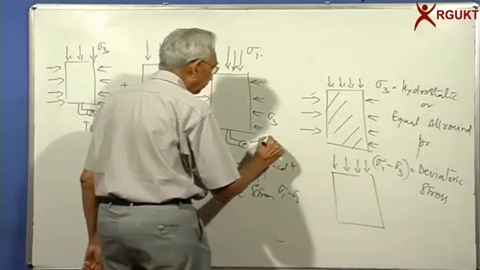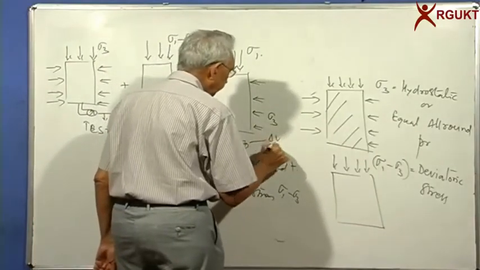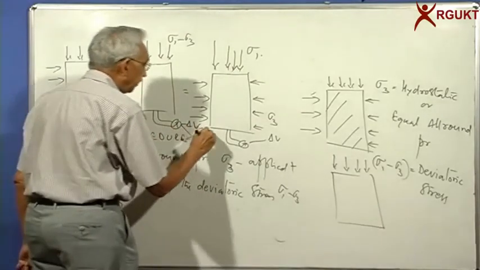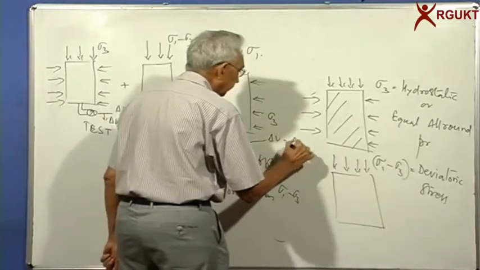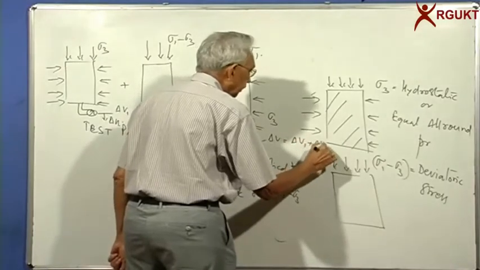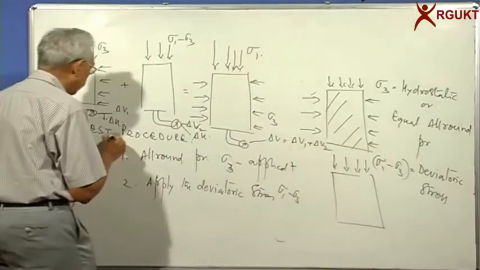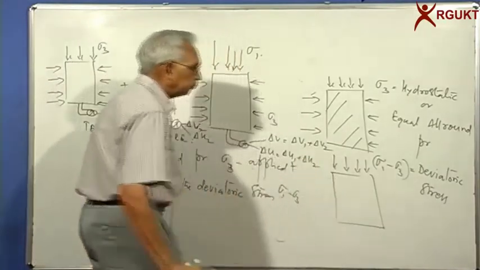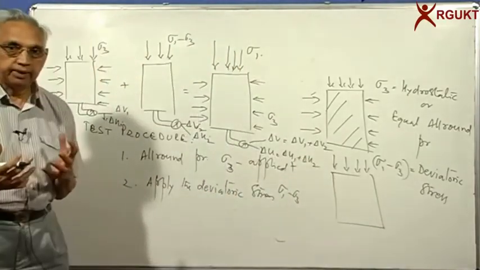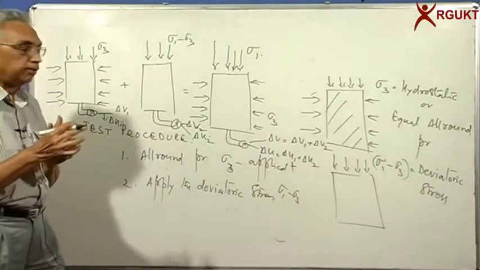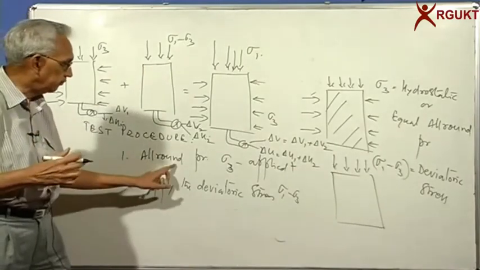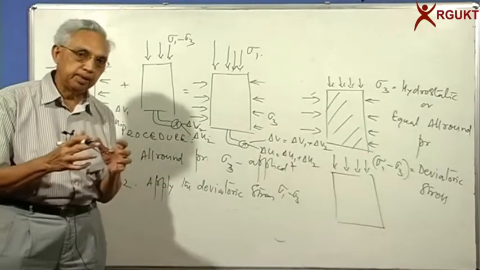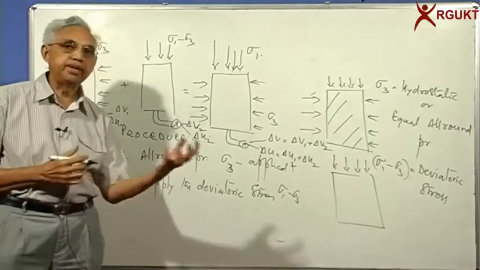So the combined effect will be delta V, say delta V1, delta V2, total is equal to delta V1 plus delta V2, or you can have 4 pressures. So basically you have a cylindrical sample which is loaded in 2 steps. First we apply the all-round pressure. After the soil gets stabilized, we apply the deviatoric stress.